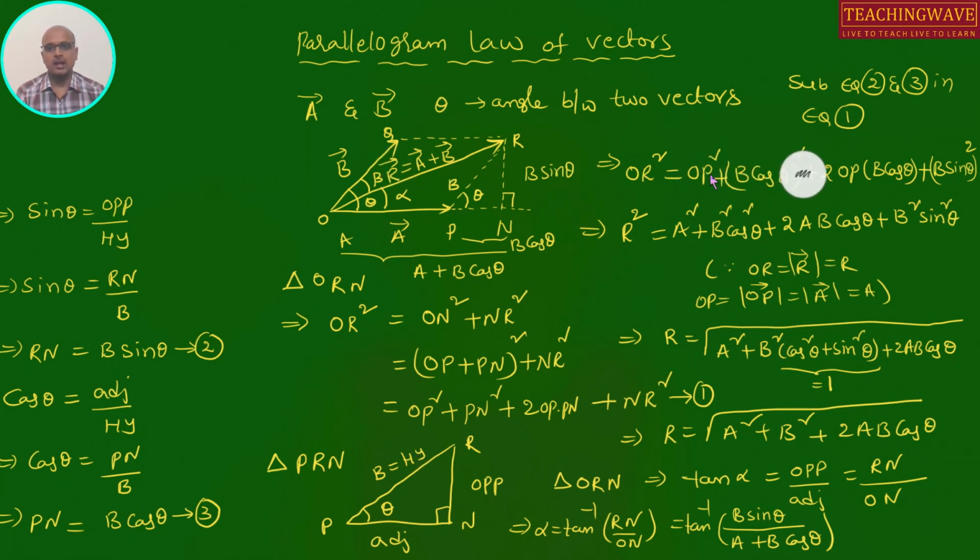Similarly, we can also estimate the beta value. Tan beta is equivalent to A sin theta by B plus A cos theta. That means beta is equivalent to tan inverse of A sin theta by B plus A cos theta.